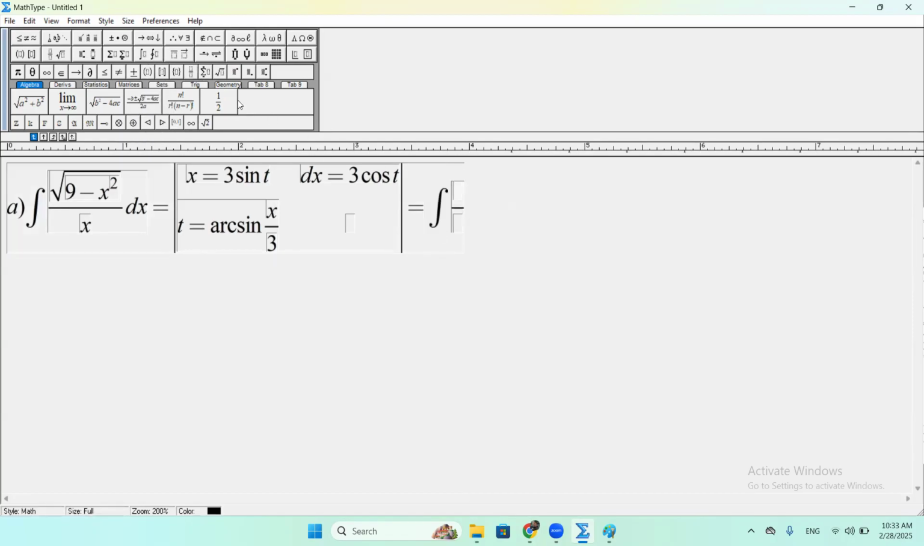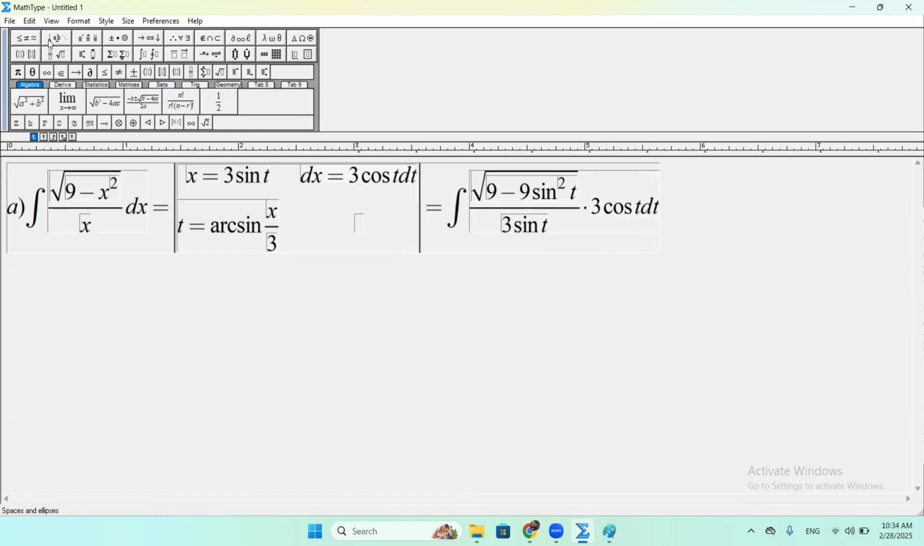So the square root of 9 minus 9 sine square of t, divided by 3 sine of t, and multiplying by 3 cosine of t dt. Yes, I also lost dt here.